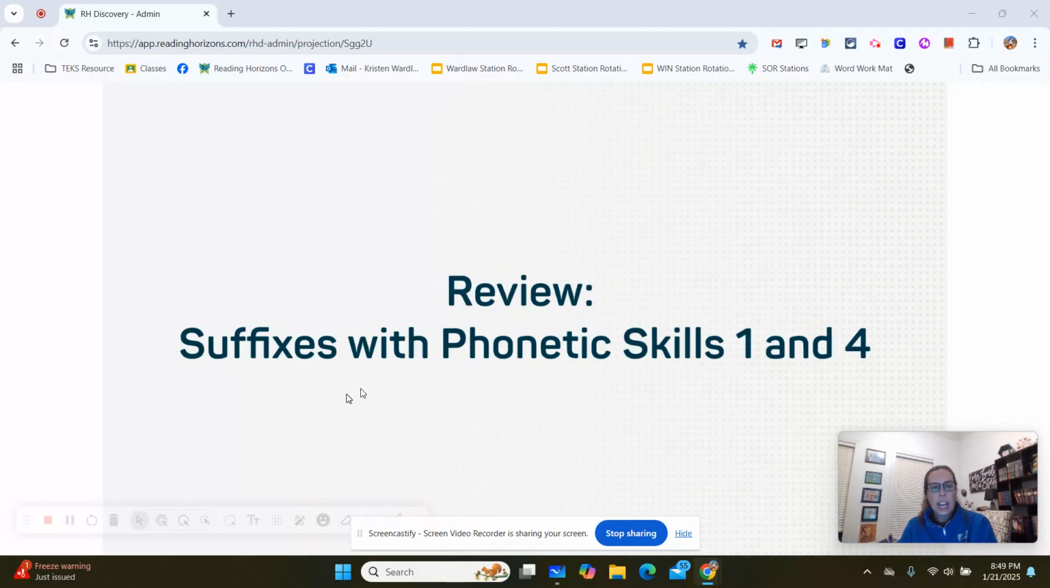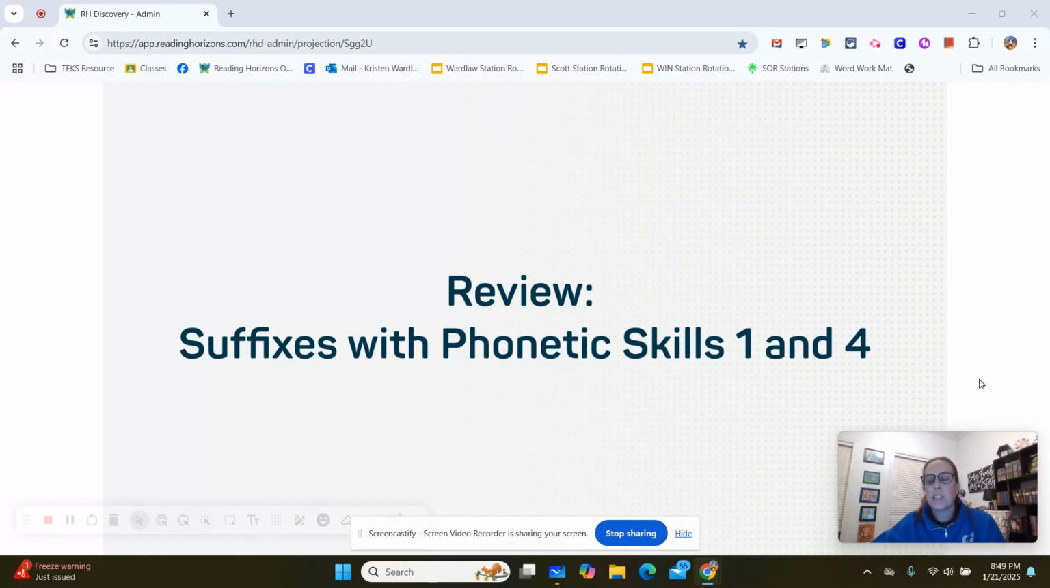Okay, today we're looking at suffixes with phonetic skills 1 and 4. Phonetic skill 1 is CVC words, so k, at, cat, d, og, dog. Phonetic skill 4 says that if you have a sneaky E at the end of the word, the E is silent and then the vowel says its name.